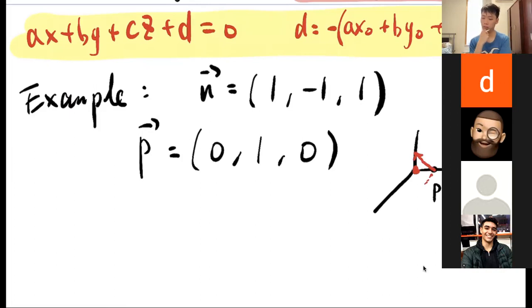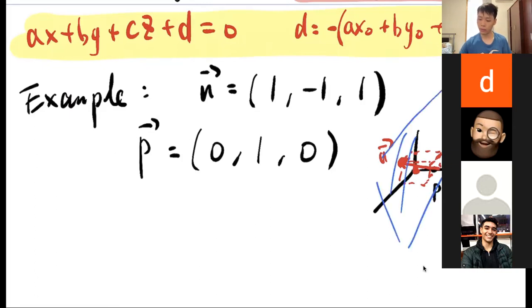Is it... no, it points somewhere here. Somewhere here. This is the normal vector. And okay, so when you have the picture like this, the plane should look like this, right?